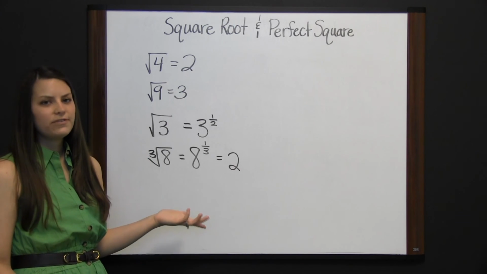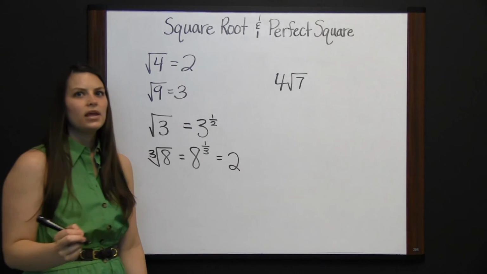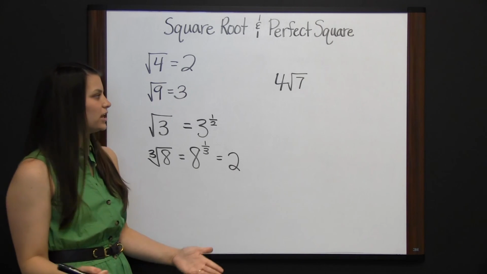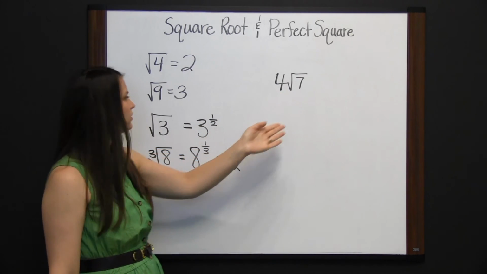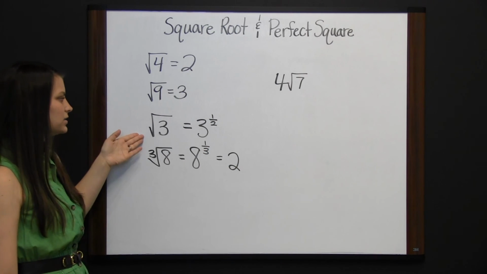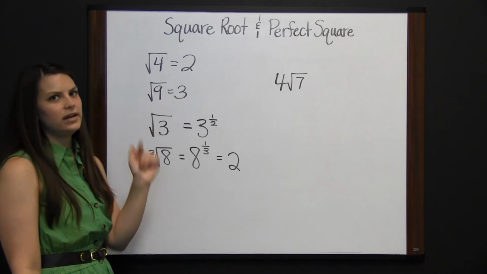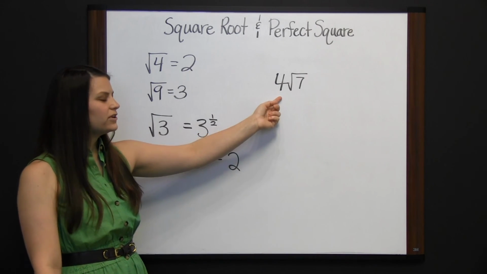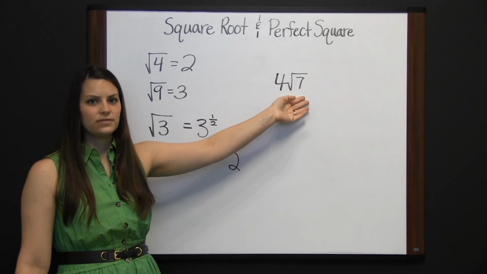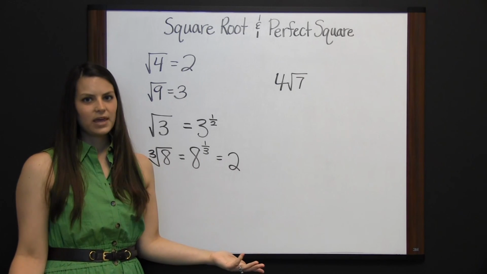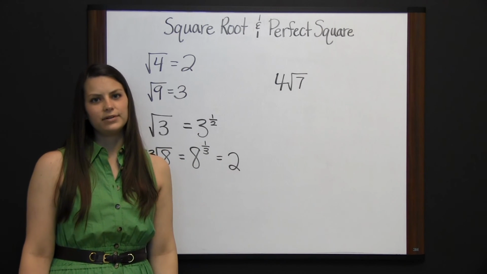Some roots have coefficients, like 4 square roots of 7. And the coefficient is the number in front of the radical. If there isn't a coefficient shown, like with the square root of 4, square root of 9, square root of 3, or the cube root of 8, then it's understood to be 1, since 1 times any number is itself. But this coefficient is just a number that's multiplied by the radical, like 4 times the square root of 7, and it's written without any multiplication sign. It's just understood that this is 4 times the square root of 7.